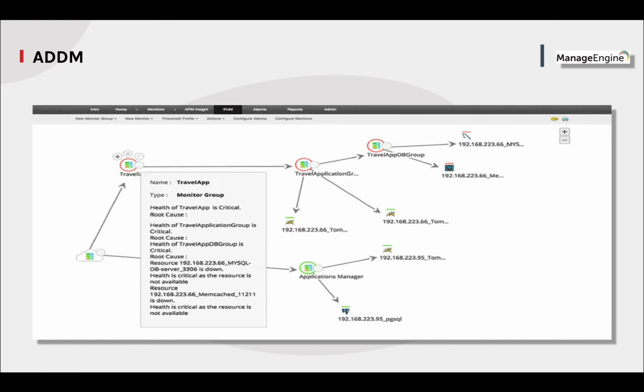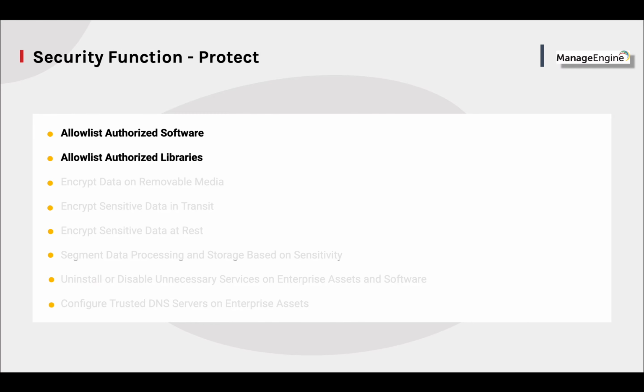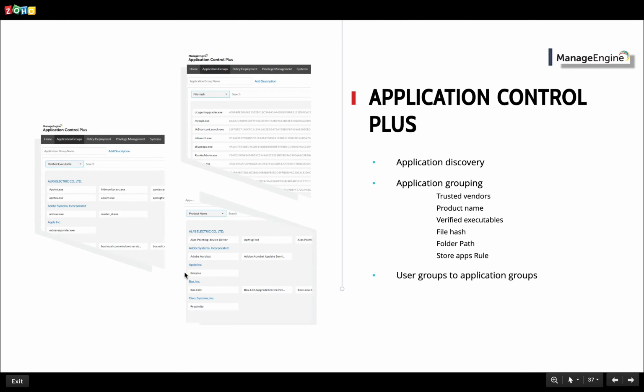Moving on to the next set of security functions. The first two: allow list authorized software and libraries. With Application Control Plus, you can whitelist applications. First, you need to discover software that is already present on the infrastructure, and you can group them.